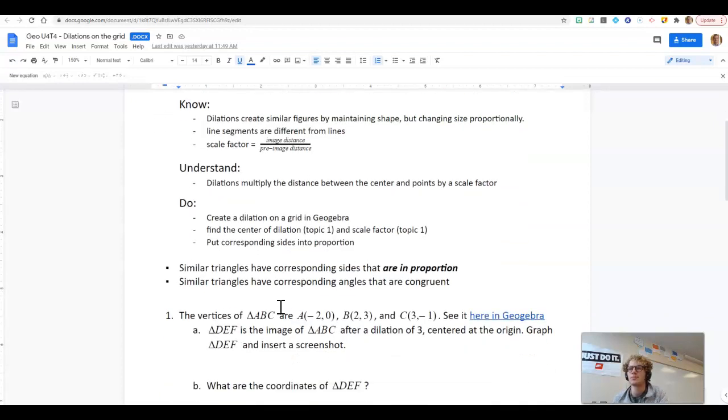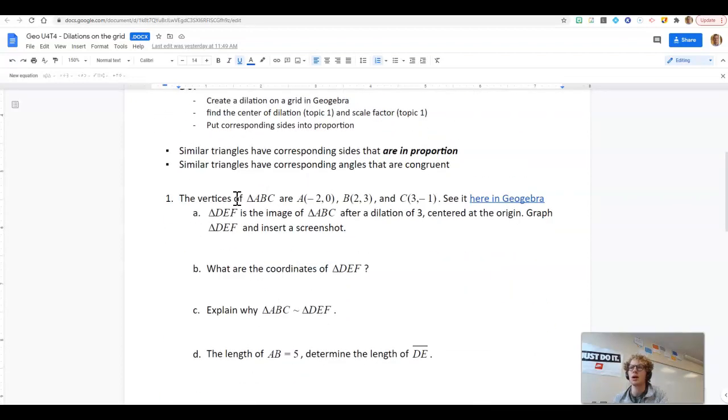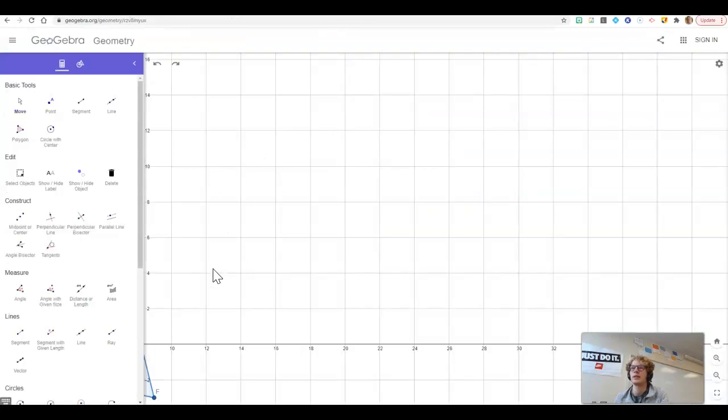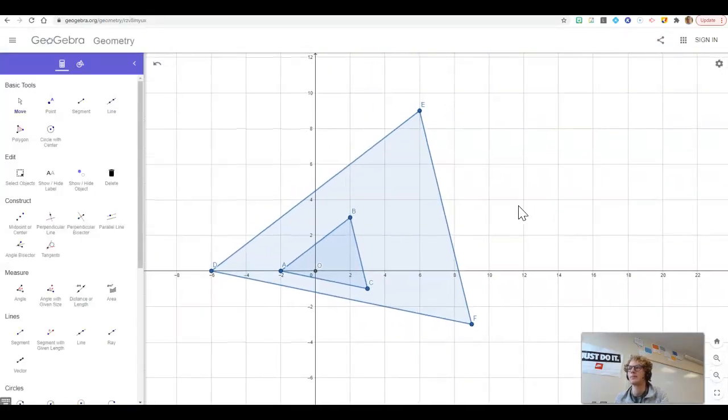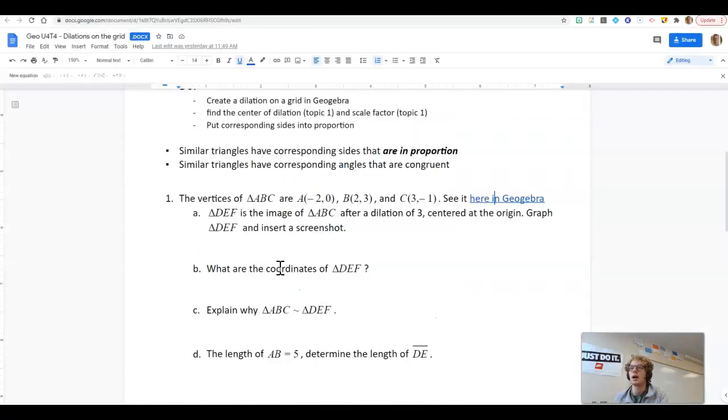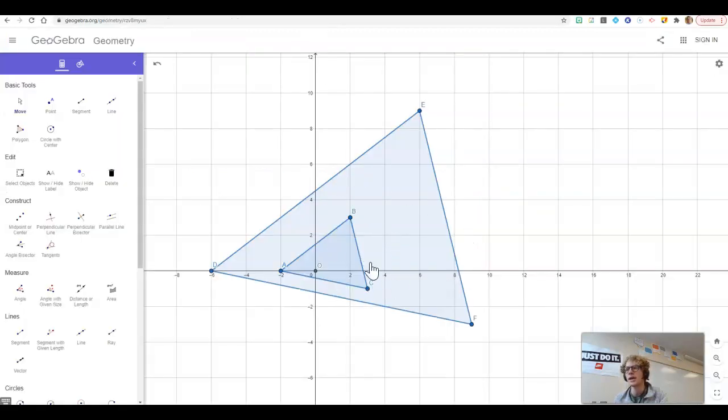Alrighty, so I'm not going to go through 1A and 1B here because I believe that everybody should by now know how to do a dilation. And I've already done it over here in this tab. Okay, so part C is asking us to explain why triangle ABC is similar to triangle DEF. So why is ABC, which is the preimage, similar to triangle DEF?